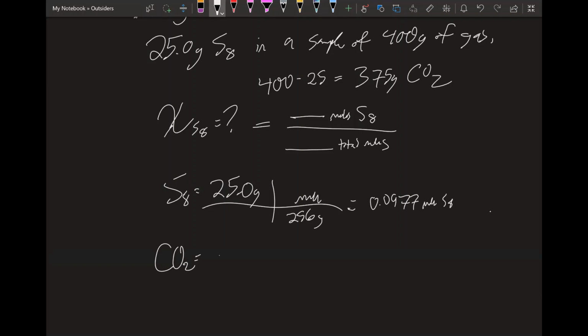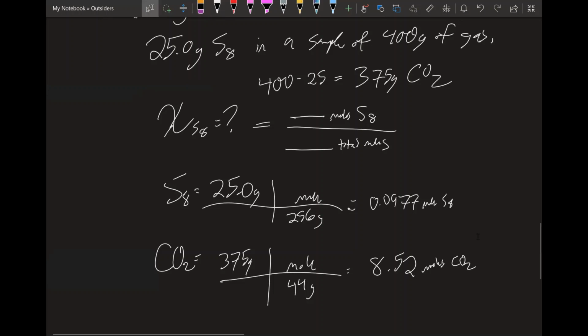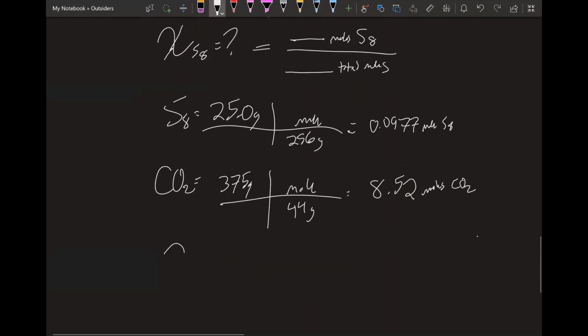All right, now we're going to do the same thing for that of CO2. There's 375 grams of CO2. We're going to divide that out. So 12 plus 32 gives me 44 grams per mole. All right, so 375 divided by 44 gives me 8.52 moles of CO2. So we have enough now to get the mole fraction figured out.